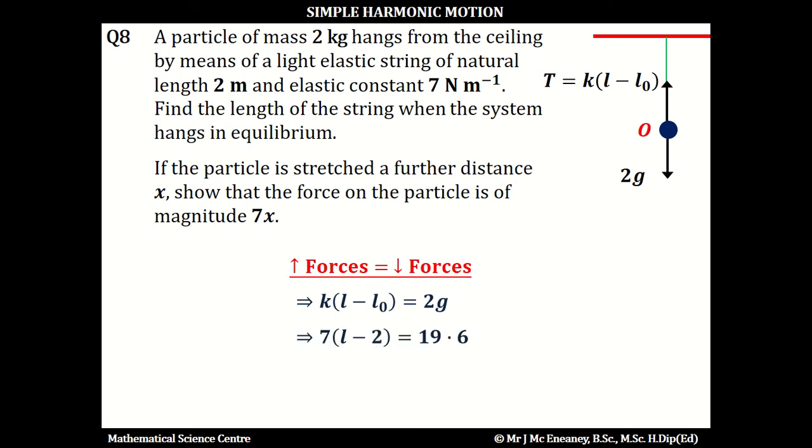If we bring the 7 across and divide, 19.6 divided by 7 is 2.8. So L minus 2 is 2.8. And then if we bring the minus 2 over, L is going to equal 4.8 meters. So this is the distance from O to the ceiling.